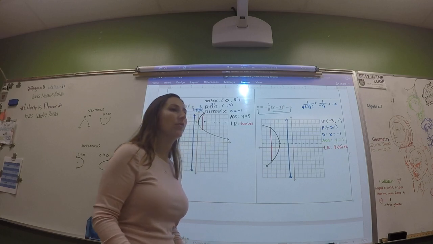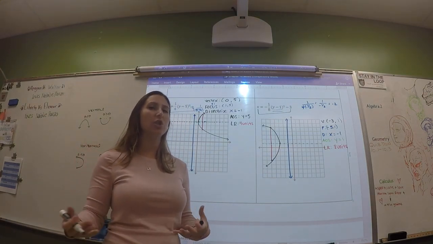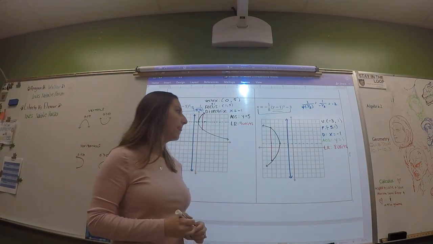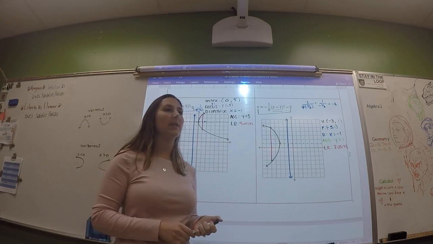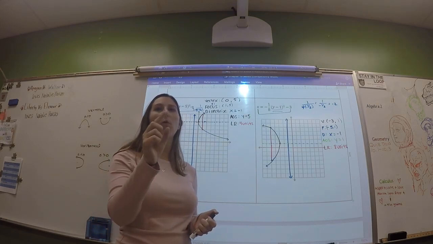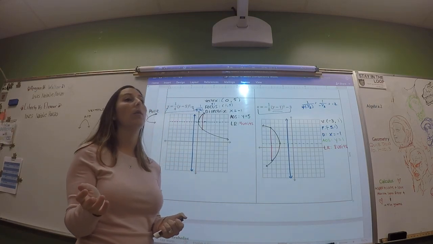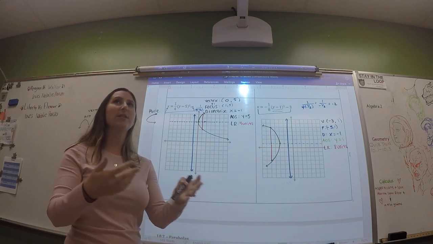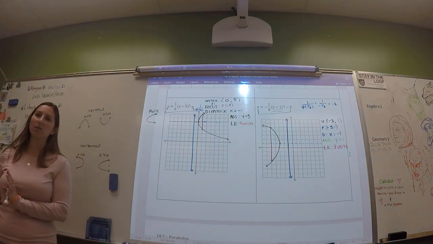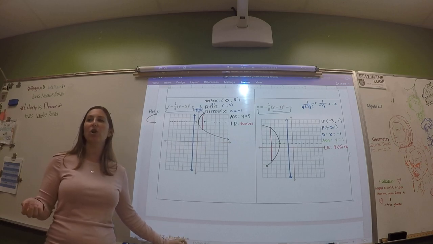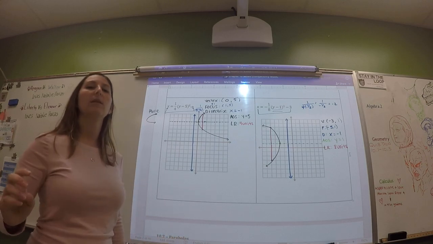You have to start with the vertex because everything is in relationship to the vertex. And you have to know which way it's opening. So that's why I do vertex and then I put the opening in there. Then I know where to go. Wherever it's opening, that's where the focus is. So the opening and the focus direction are the same.